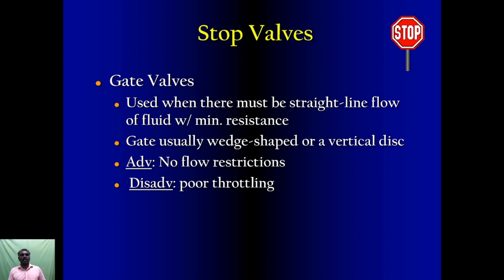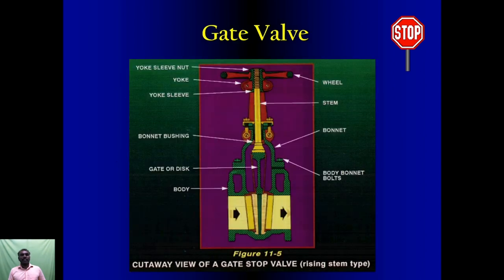Next, gate valve. Used when there must be straight line flow of fluid with minimum resistance. Gate, usually wedge shaped or a vertical disc. Advantages: no flow restrictions, and disadvantages: poor throttling. This is a schematic diagram of a gate valve.